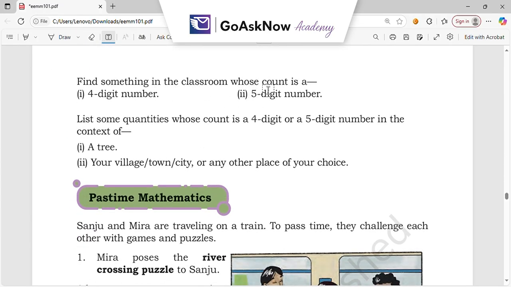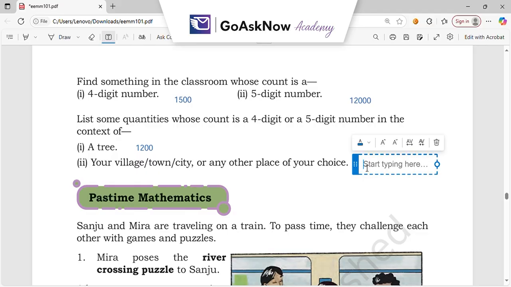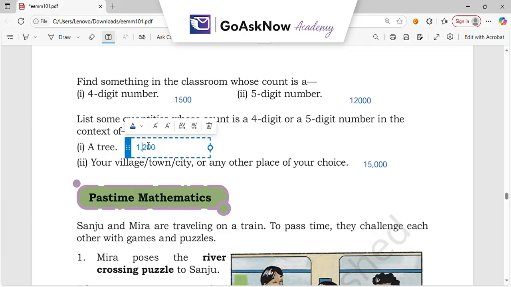Now find something in the class whose count is, for example, 4 digits. We can say in our library there are 1500 books. You can take your count from your classroom, and for 5 digits, the total number of copies in your school, okay, 12,000. Let us give quantities whose count is 4 digits and 5 digits in context. The number of trees in the park is 1200, that is 4 digits, and the number of people in a small town is 15,000. For example, I am writing; you can write accordingly with your current count where you are taking the count.